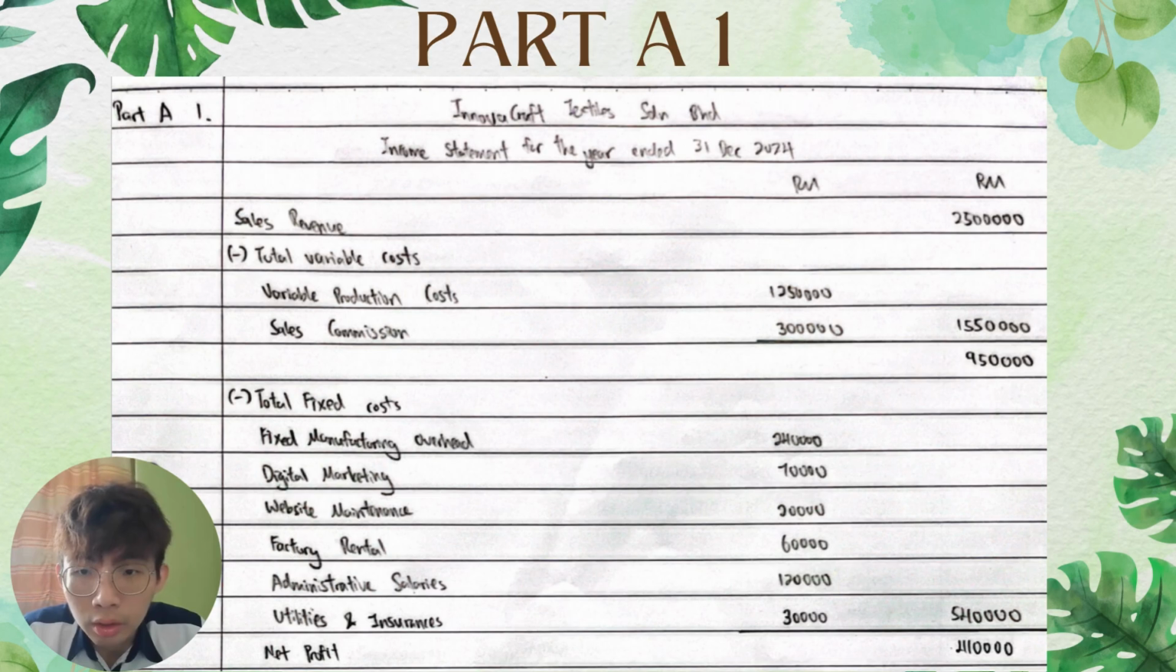Then after that, we need to also minus the total fixed cost, which includes fixed manufacturing overhead, digital marketing, website maintenance, factory rental, administrative salaries, and utilities and insurance. So the total fixed cost is 540,000. Then the net profit for Innova Craft Textiles Sdn Bhd is 410,000.